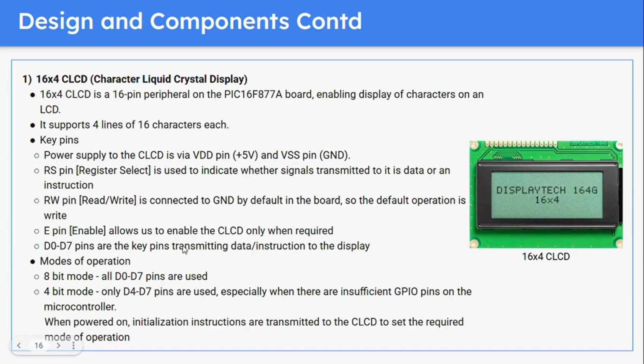There are 2 modes of operation for the CLCD, the 8-bit mode and the 4-bit mode. In the 8-bit mode, all D0 to D7 pins are used. However, in the 4-bit mode, only D4 to D7 pins are used, and this is usually used when there are insufficient pins on the microcontroller. When powered on, the initialization instructions are transmitted to the CLCD to set the required mode of operation.